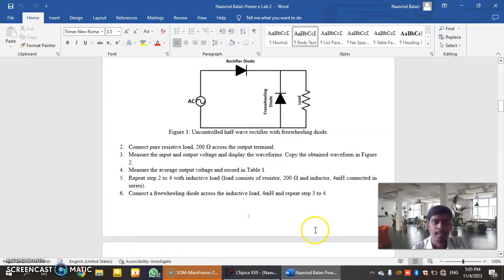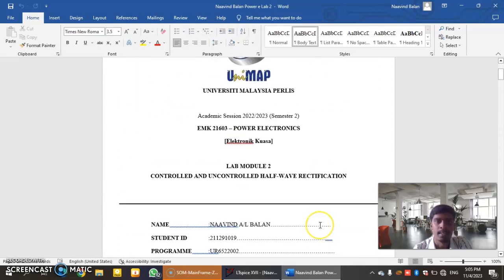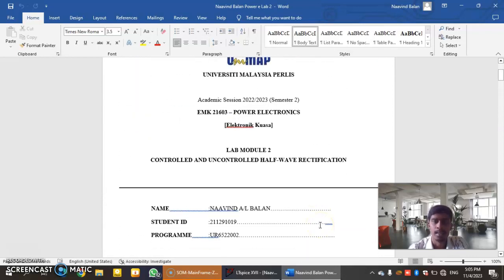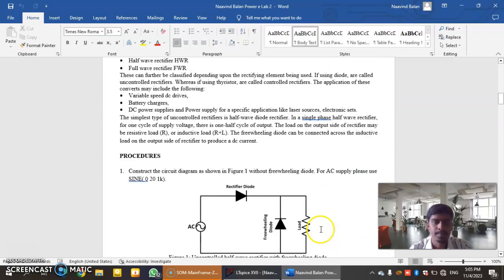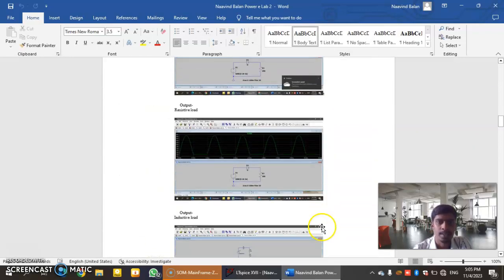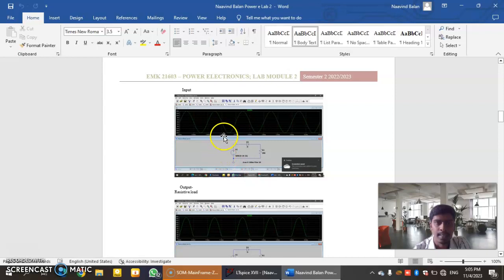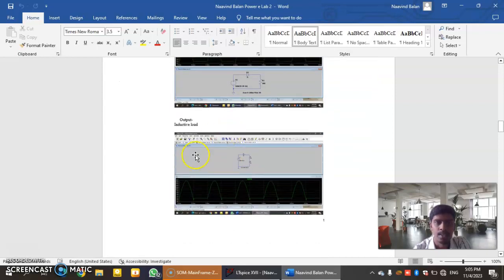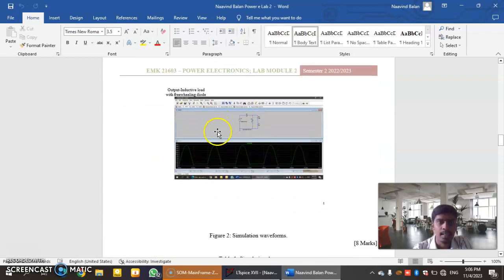Okay, today I'm going to present about the controlled and uncontrolled half wave rectifier. So these are the procedures, and I already found the input and output for the resistor load, the inductive load, and the inductive load with the freewheeling diode.